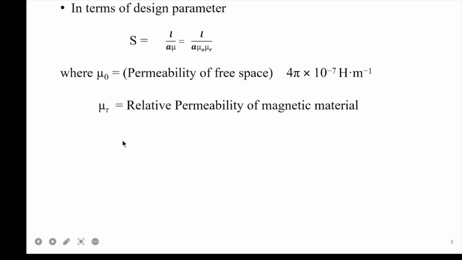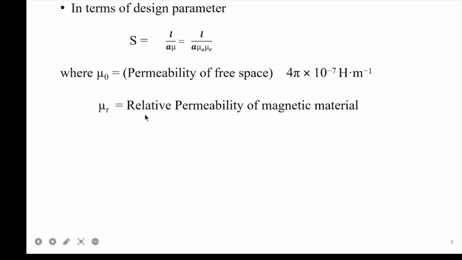For that, a separate formula is there. This is the design parameter formula: S equals L by A mu. Here L is directly proportional to reluctance, and A mu is inversely proportional to reluctance. L is the mean length of the magnetic circuit, A is the area of cross section of the magnetic circuit, and mu is permeability, where mu is the product of mu naught and mu r. Mu naught is the permeability of free space, and its value is 4 pi into 10 to the power of minus 7 henries per meter. Mu r is the relative permeability of the magnetic material.